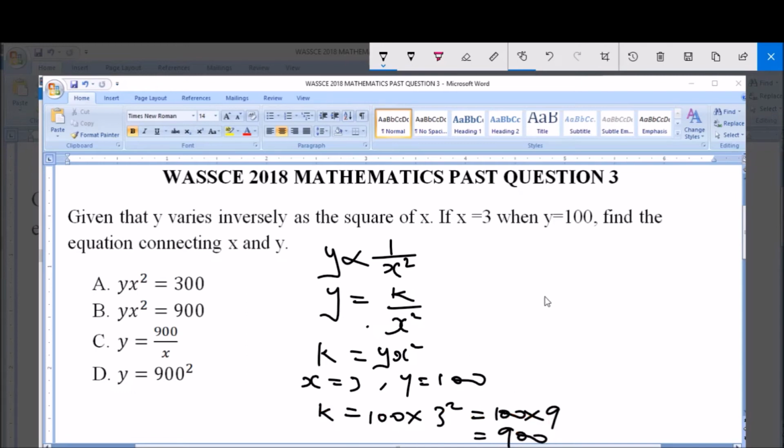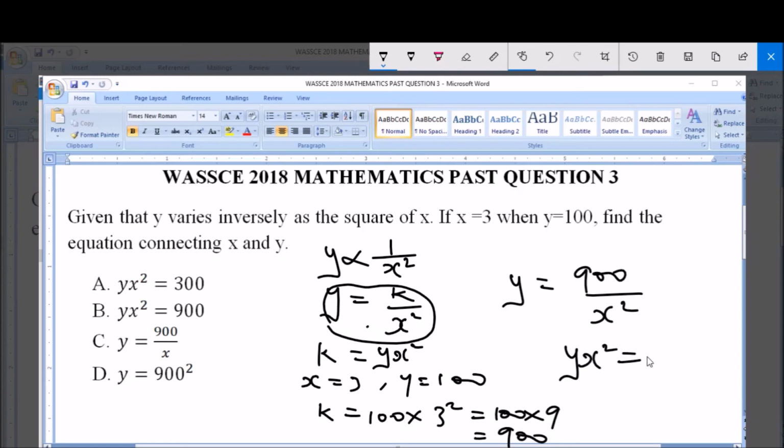Now using this we can say y is equal to 900 all over x squared. So therefore yx squared is equal to 900, and this is option B. So this is the formula connecting x and y, and that is option B. yx squared is equal to 900.